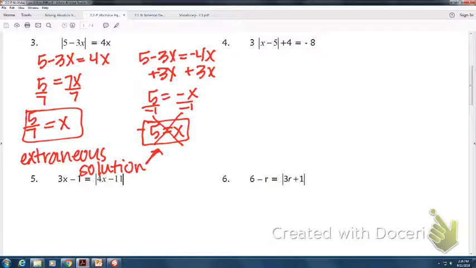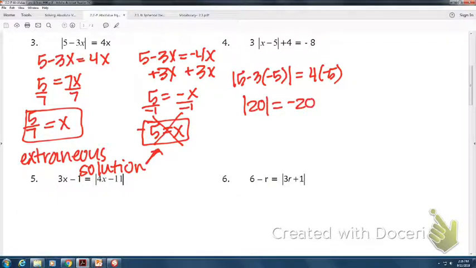So when I substitute in, 5 minus 3 times negative 5 equals 4 times negative 5. This is 20 and this is negative 20, and that does not work. So that is what we call an extraneous solution. If you need to make a note on your paper: when x is on both sides, check for extraneous solutions. Okay, questions on that?